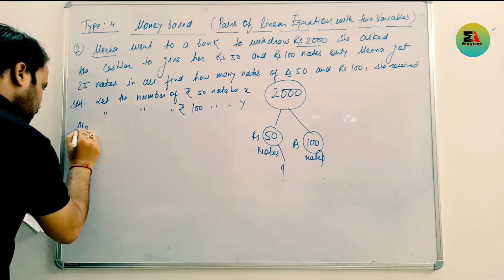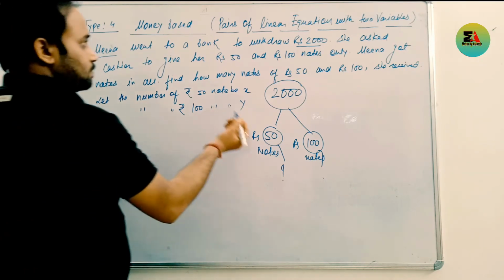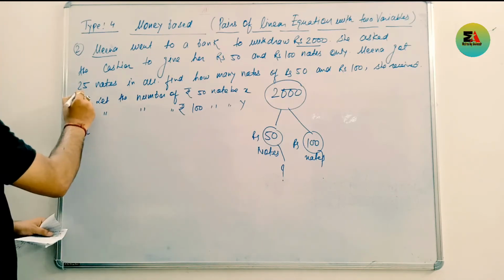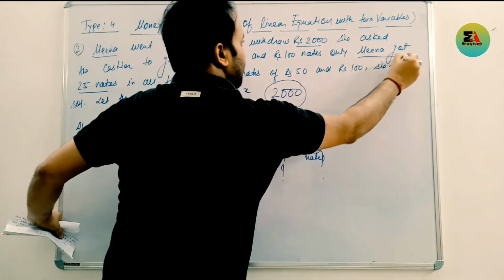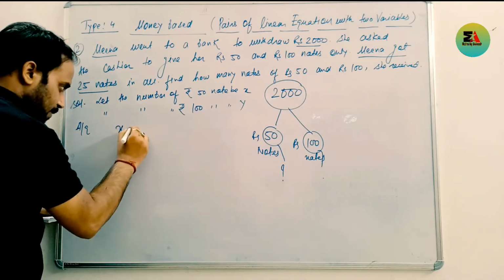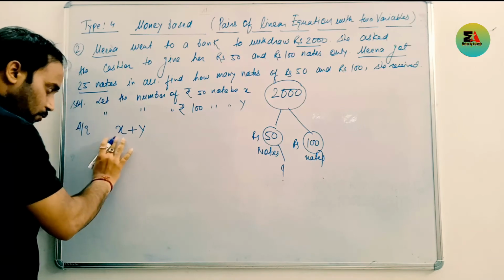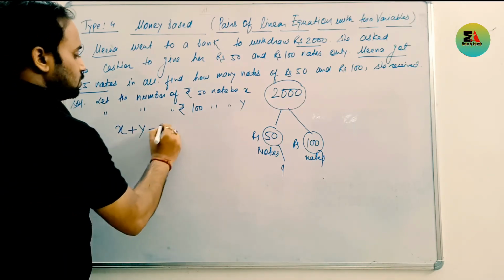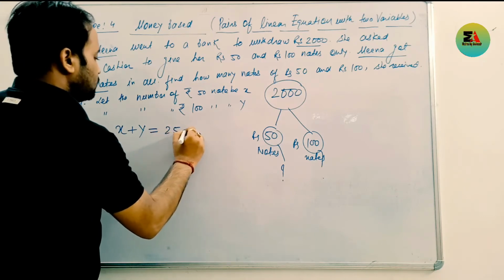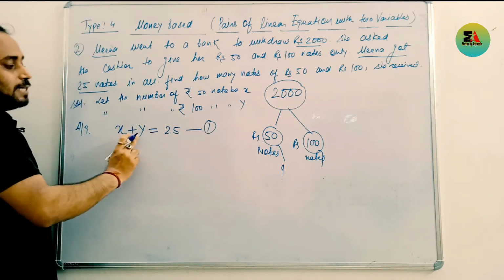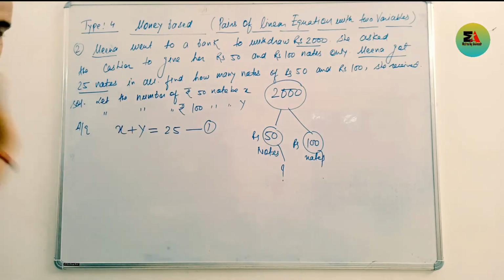Now, according to the question, she got 25 notes. Meena got 25 notes, which means X plus Y. X is the number of 50 rupees notes and Y is the number of 100 rupees notes. She got 25 notes in the form of 50 rupees and 100 rupees. I hope this one is clear.